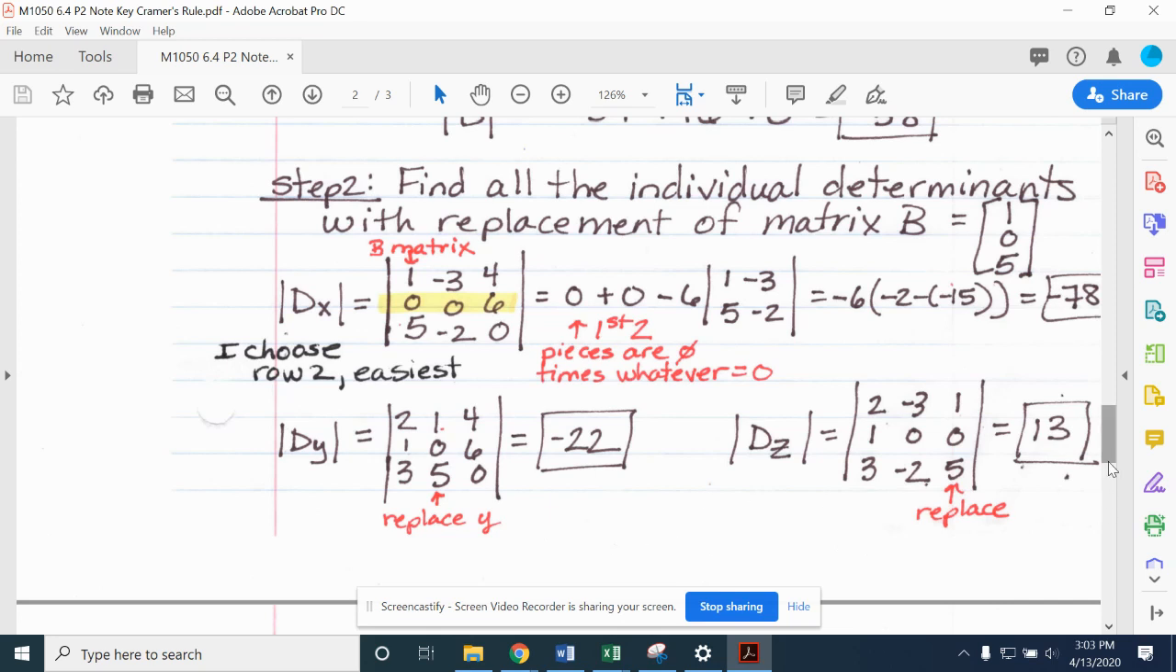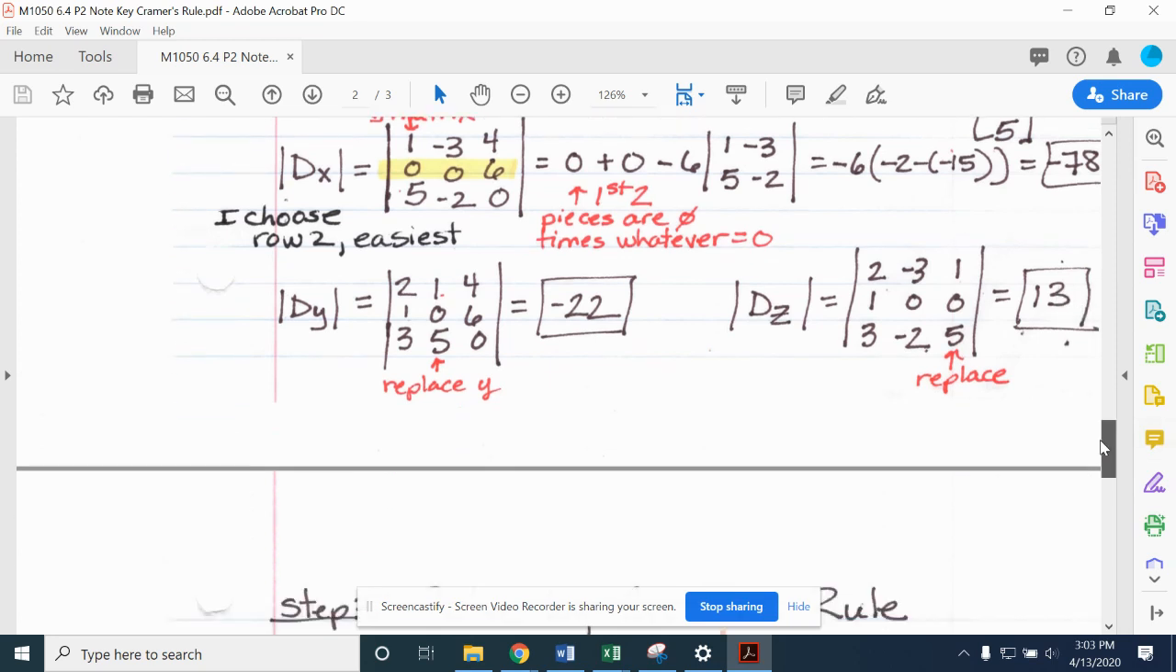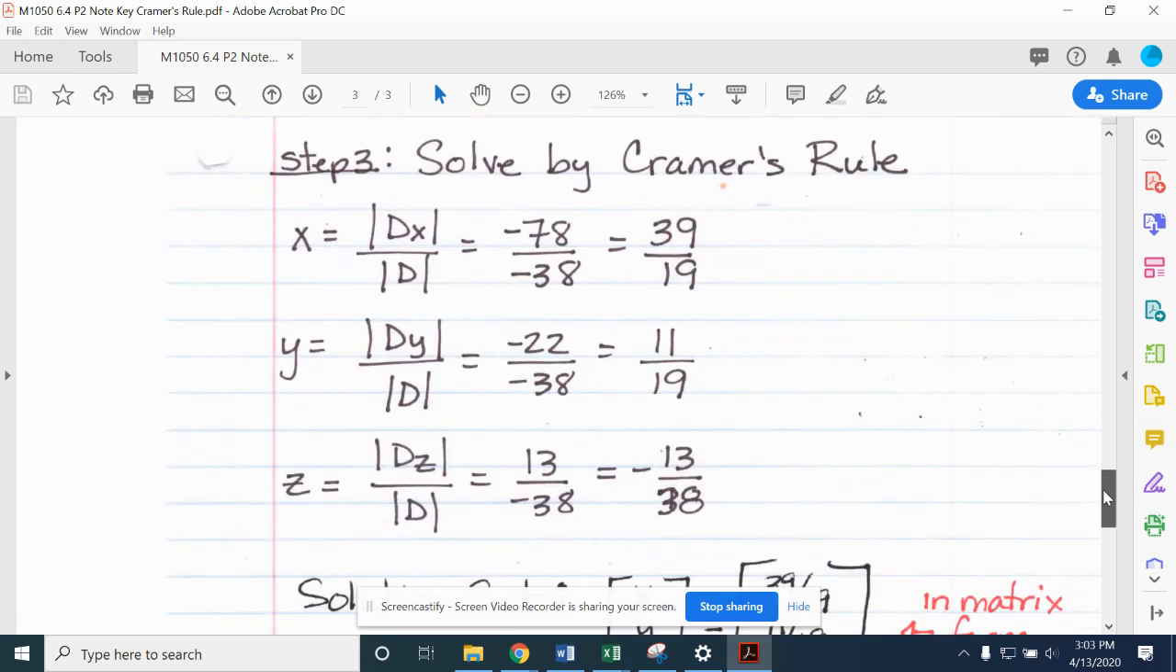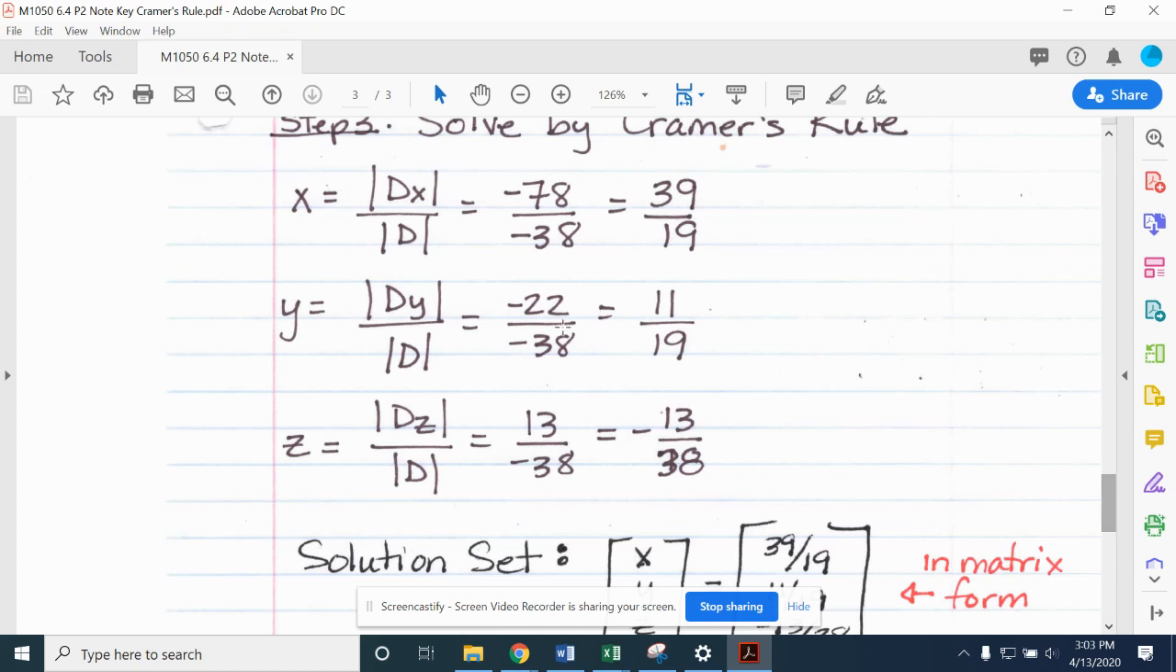Now remember, before, we had to take the individual determinants divided by the total determinant. So scrolling down, that's where Cramer's rule comes in. If I just want x, I take the determinant of x divided by its overall determinant, and I got a fraction, which is fine. It's 39 over 19 reduced. You need to always reduce to lowest terms. Y is the same thing. Again, same method for z.